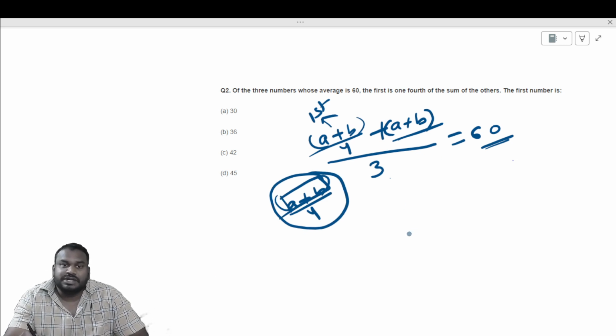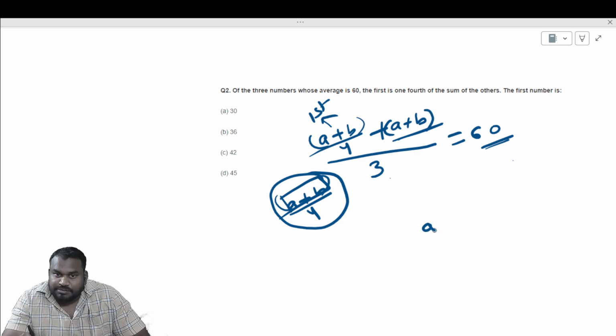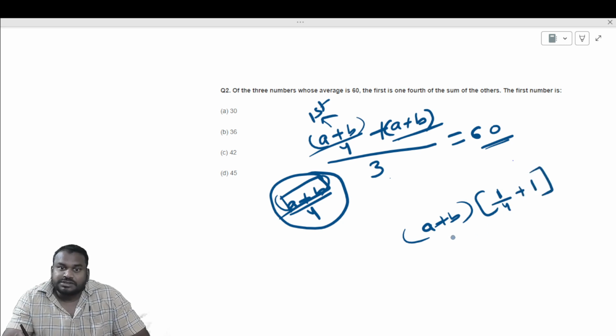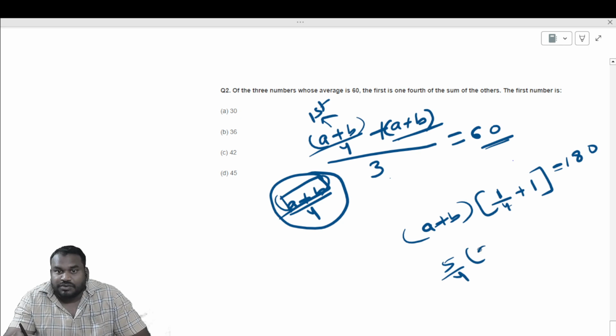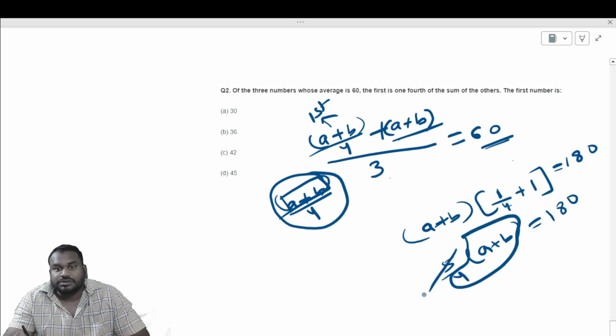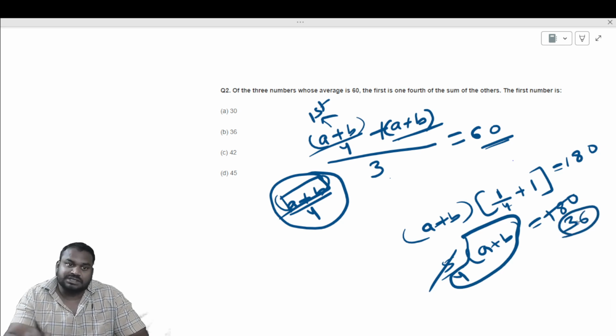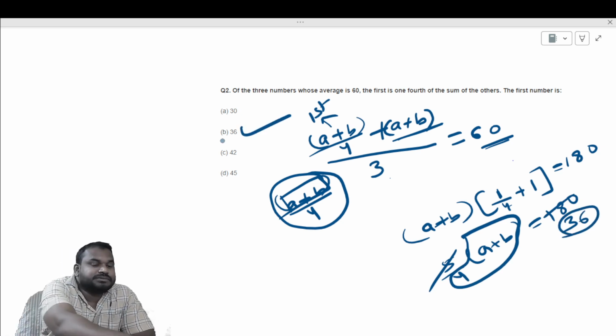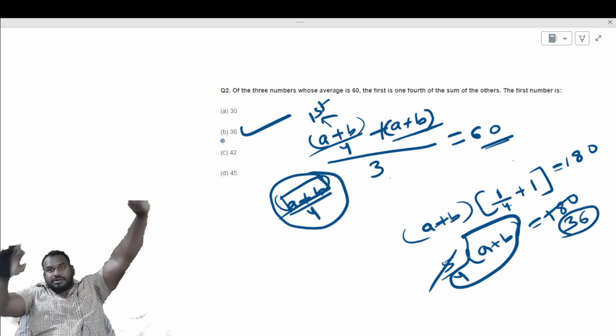So for that, I'll do it like this. I'll take A plus B common, and it will become 1 by 4 plus 1 in the numerator. So I'll take this 3 to the right side, then it will become 180. Now 4 plus 1, 5 by 4. 5 by 4 into (A plus B) equals 180. But I need the (A plus B) by 4 value. So 5 into 5 threes is 5 sixes is 36, that is the answer. Because the (A plus B) by 4 value is the first number.